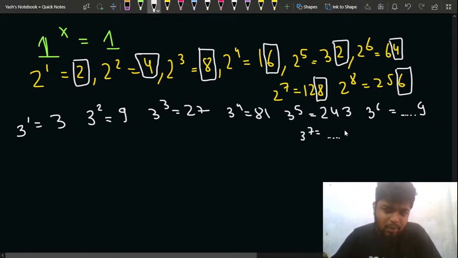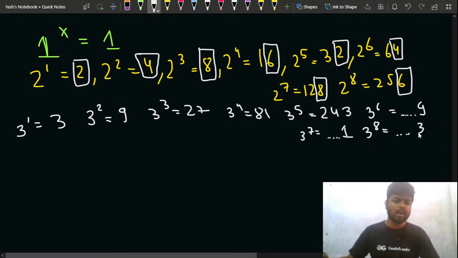So if 3 to the power 7 is there, then your last digit was 9, so you'll multiply here, so it will be 1, right? 3 to the power 8 will be something, but the last digit will be 3. Everyone agrees on this, right?